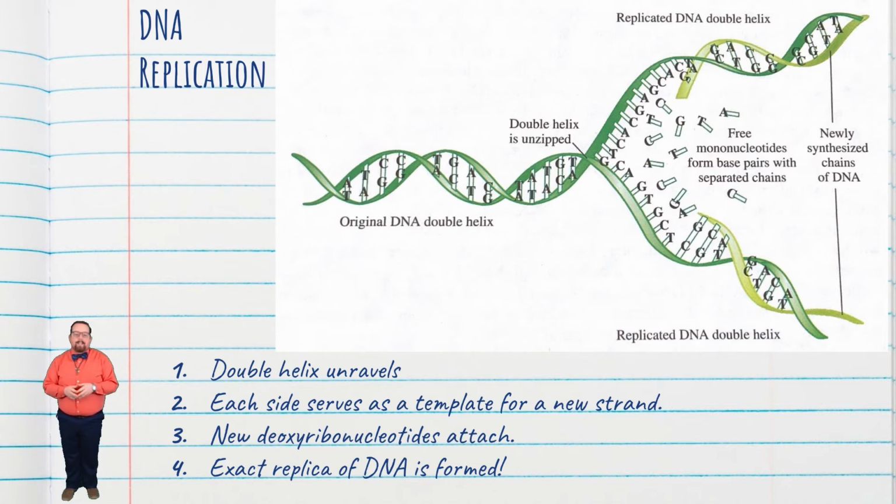The nucleotides that come in pair up exactly with the bases they're supposed to pair with. When these new deoxyribonucleotides attach to the old bases, we form a new sugar phosphate backbone and an exact replica of our original DNA strand.